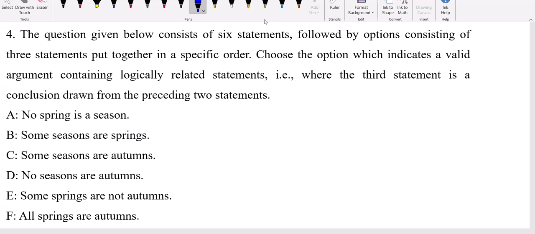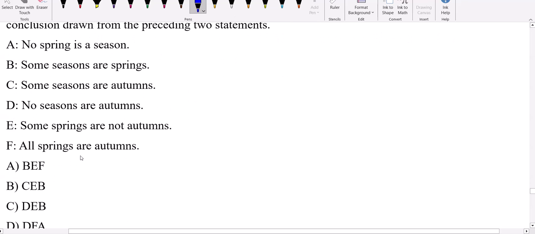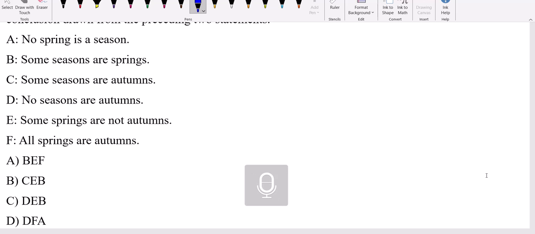There are 3 items in each option. Among the 3, the first two are statements and the third one is the conclusion of them. That type of combination we need to calculate. They gave BEF, CEB, DEB, DFA. First two are statements, third one is the conclusion. Which one is satisfied among these? That's your answer. It's a different type of question related to syllogism. Previously, statements and conclusions were given separately, and the question was which conclusion is correct with respect to the statements. But now it's a different task. So what's the answer: BEF, CEB, DEB or DFA?